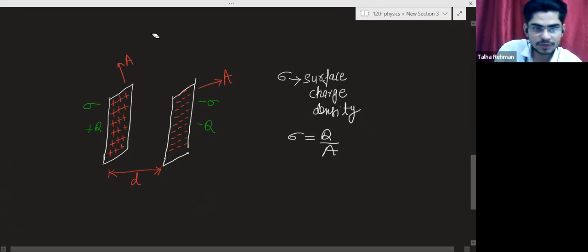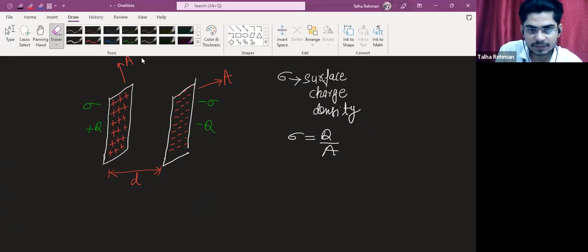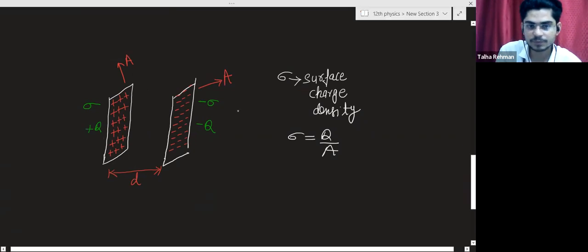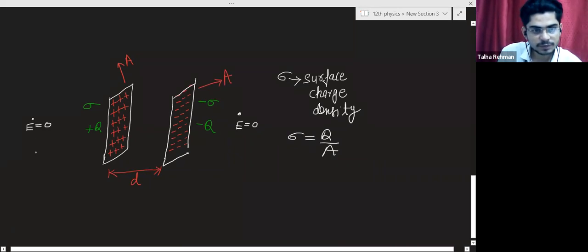So now here the electric field is 0. Here also the electric field is 0. We know that very well. I have proved here that the electric field will be 0, and here also the electric field will be 0 due to both the plates.